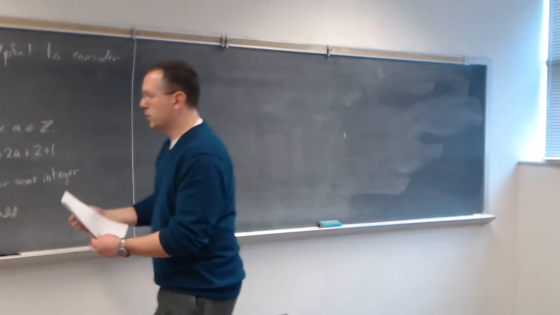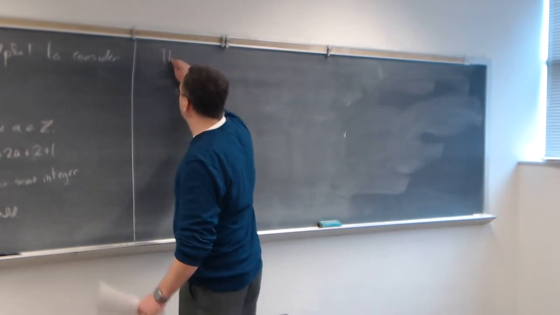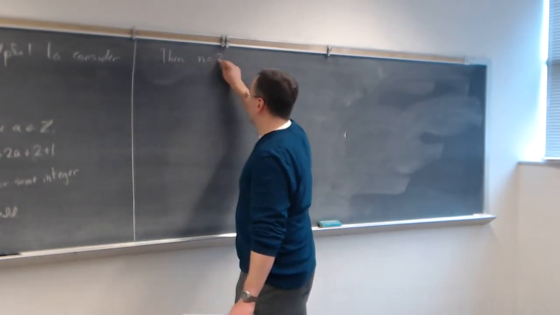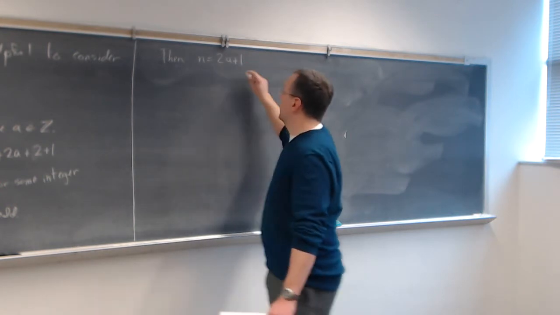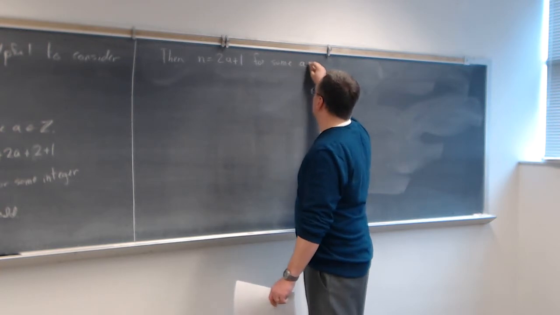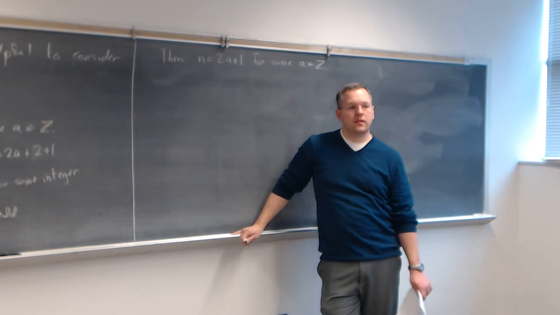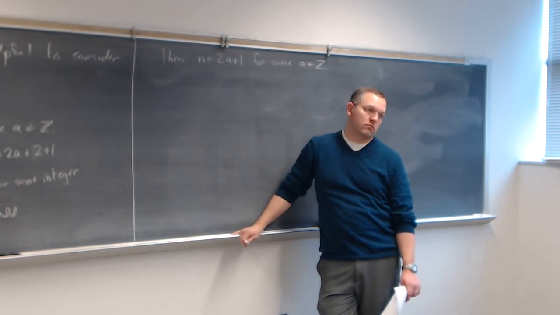Okay, so case 2, suppose n is odd. Then n looks like 2a plus 1 for some integer a. Does it bother you that I use the same letter a? Is it okay here?